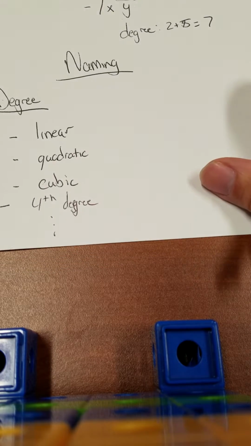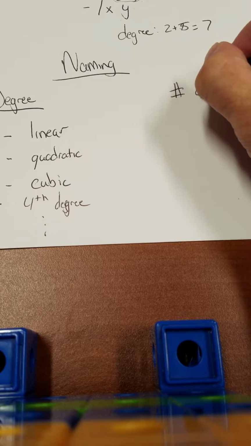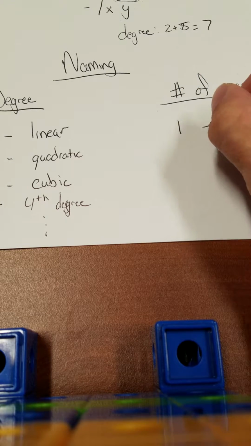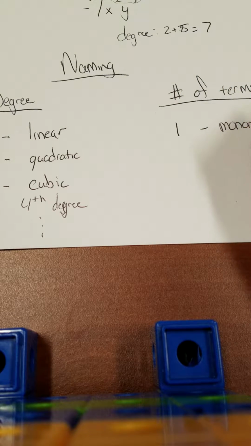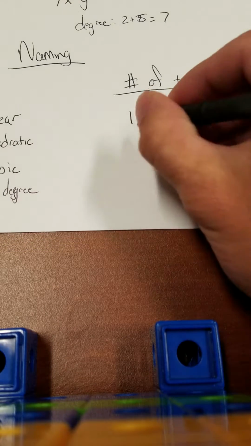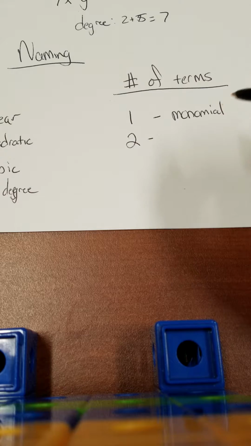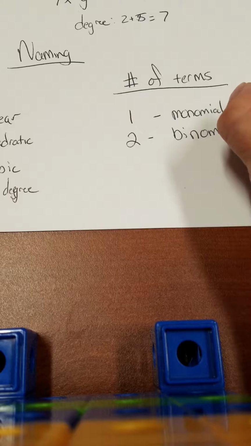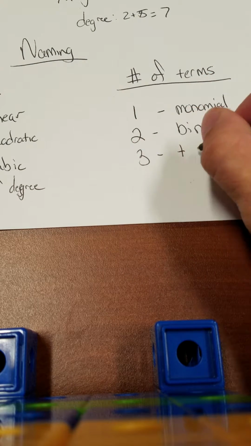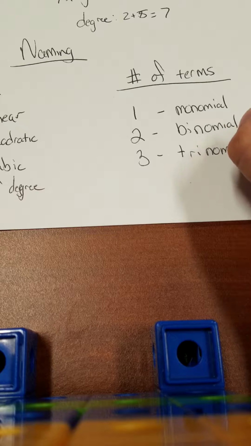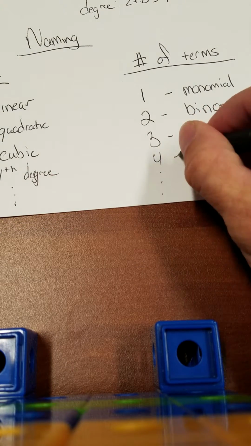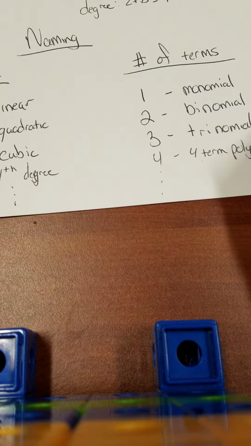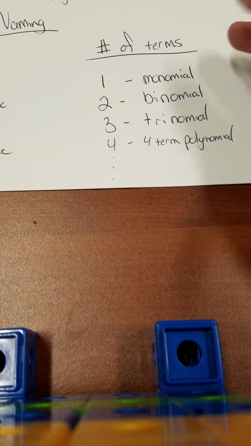The other way that we name things is by the number of terms. If it has one term, we call it a monomial. Mono meaning one term. If it has two terms, think about what has two wheels. A bicycle, so it's a binomial. 3 terms, tricycle, trinomial. 4 terms and higher, we can call it a 4-term polynomial, or we can just call it a polynomial, however you want to look at it. But that's the way we would do things.